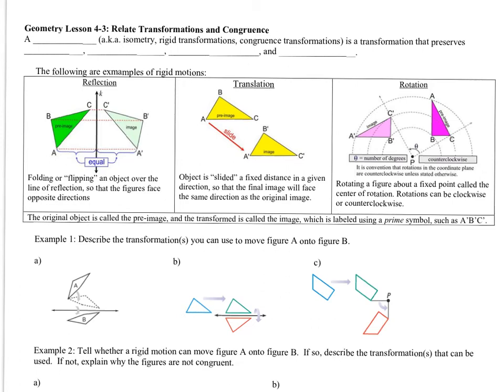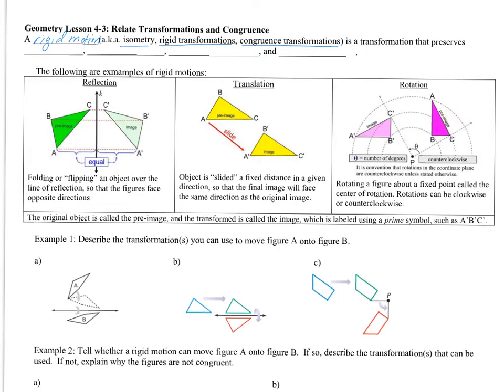Lesson 4-3, Relate Transformations and Congruence. In this lesson, we're going to talk about 3 types of motions. First, I'm going to define what rigid motion is, or in other words, isometry, rigid transformations, or congruence transformations. These are just 3 other ways to say it.